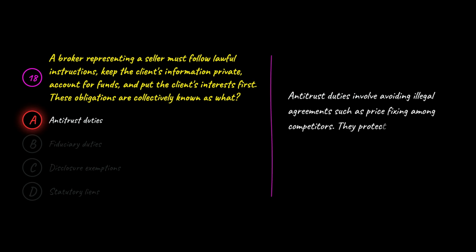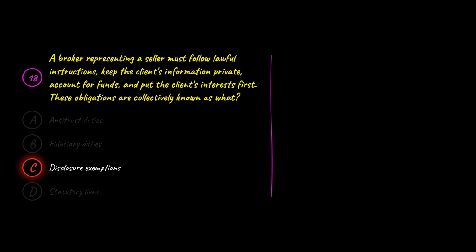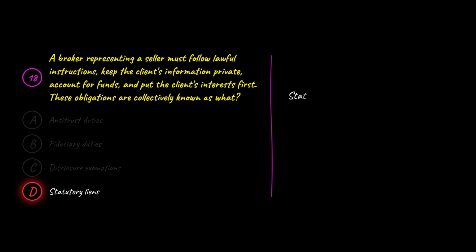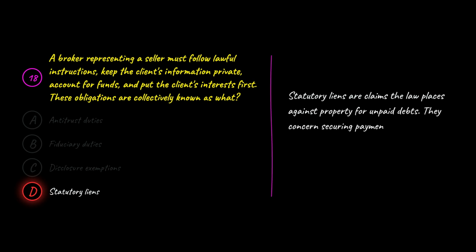They protect competition in the market, not the personal obligations an agent owes to a specific client. C is wrong because disclosure exemptions describe situations where a duty to disclose does not apply. They are exceptions, not the bundle of loyalty and care obligations an agent owes the client. D is wrong because statutory liens are claims the law places against property for unpaid debts. They concern securing payment, not the trust-based obligations a broker owes the seller as a fiduciary.